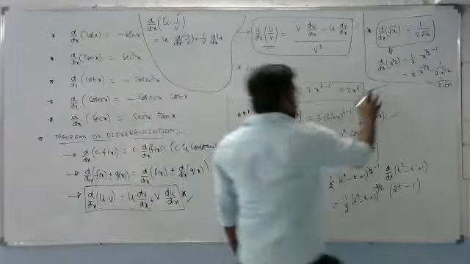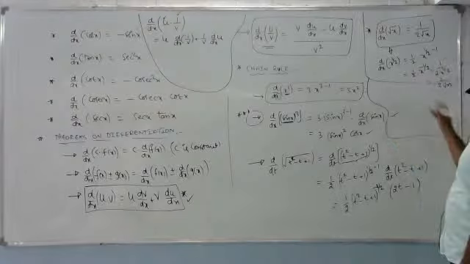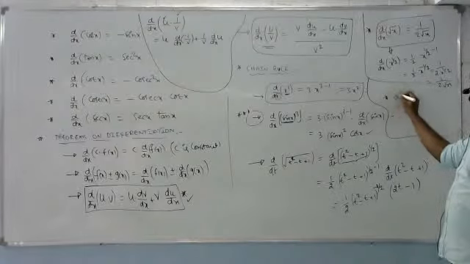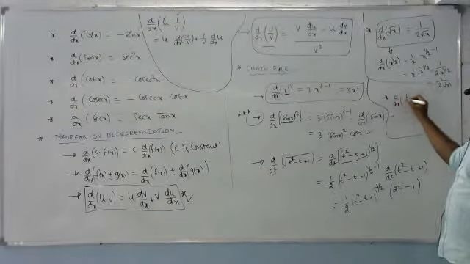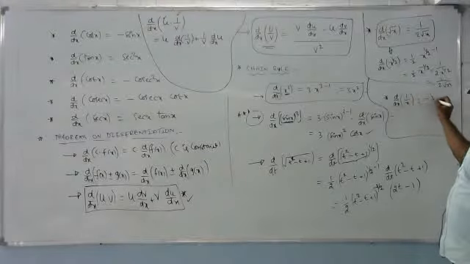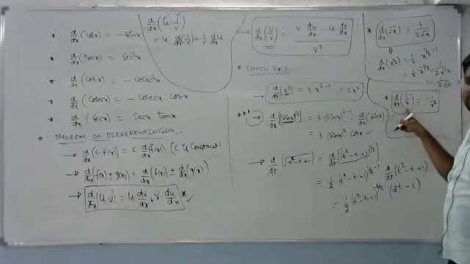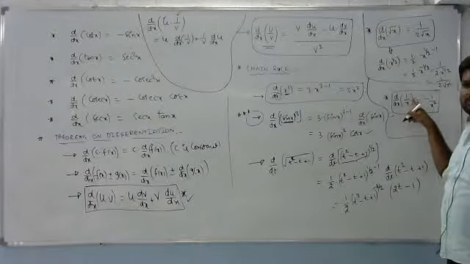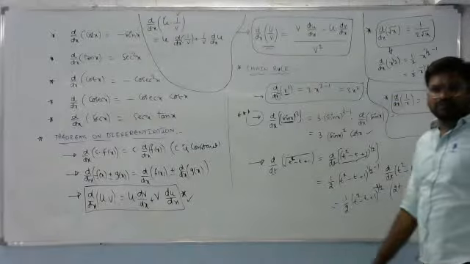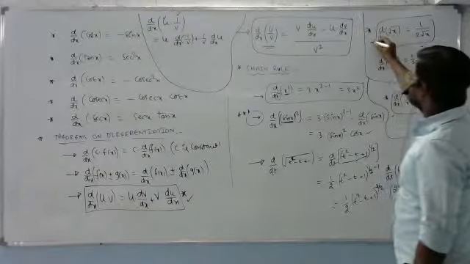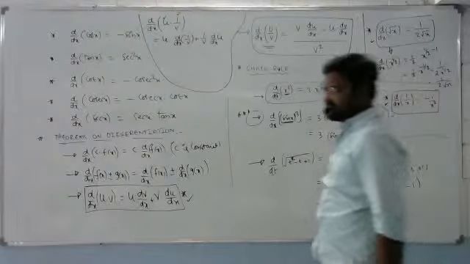Now, in addition to d by dx of root x, please remember this formula also, because very frequently we will use this formula. D by dx of 1 by x is minus 1 by x square. How do you get minus 1 by x square? Write 1 by x as x power minus 1, then use the n into x power n minus 1 formula. So please remember these two formulas as special cases.